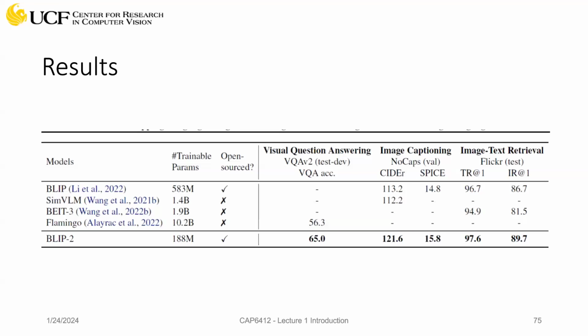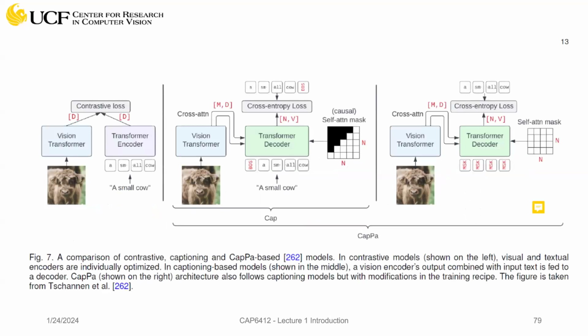So these are the results. So I told you what FLAMINGO is, a 10 billion model. It's not open source. That's DeepMind, Google. And BLIP-2 is open source, only 188 million, but they can beat that. Visual question answering, image captioning, image text retrieval. So that's what we have.